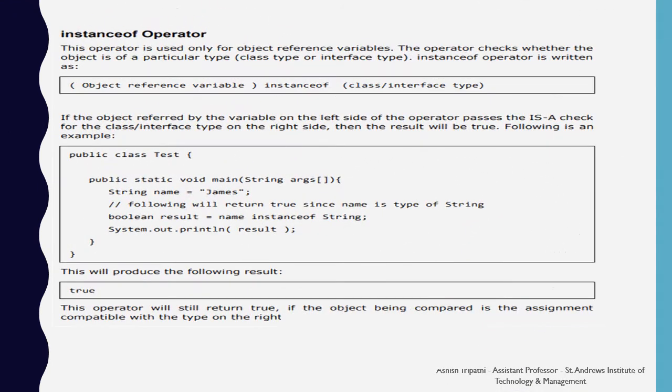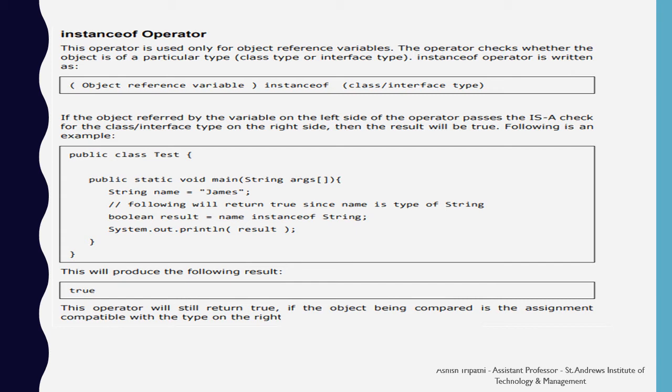Next operator is instanceof operator. This operator is used only for the object reference variables. The operator checks whether the object is of a particular type, that is a class type or the interface type, and it returns the true value. For example, you can write that object reference variable, then instanceof class or interface type.